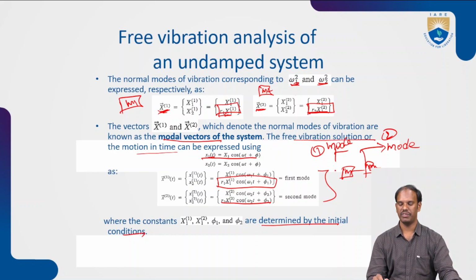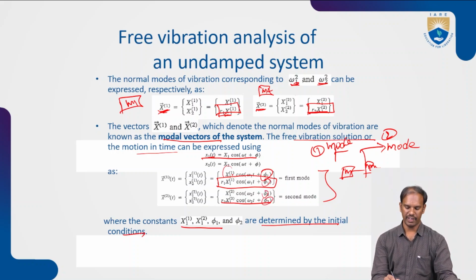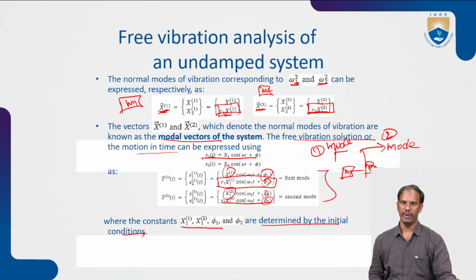So here it is M1. We can take it as mass 1. We have taken mode 1, and mass 2 we have taken as mode 2. So we constantly say that there is x1 and x2. Sorry, x1 of 1, x1 of 2, and phi 1 and phi 2 determined by all the initial conditions. So here phi 1, phi 2, and again x1 values of 1, x1 values of 2. These are all the initial conditions of this mass motion.